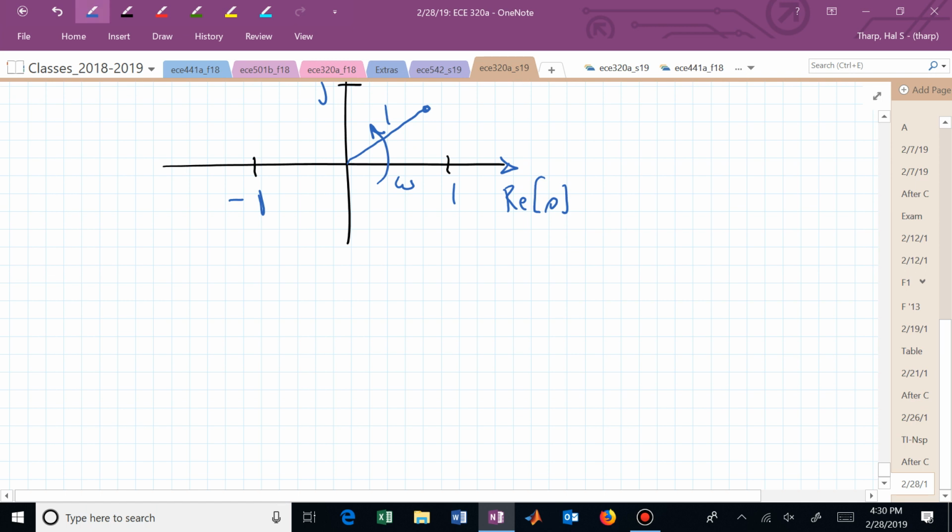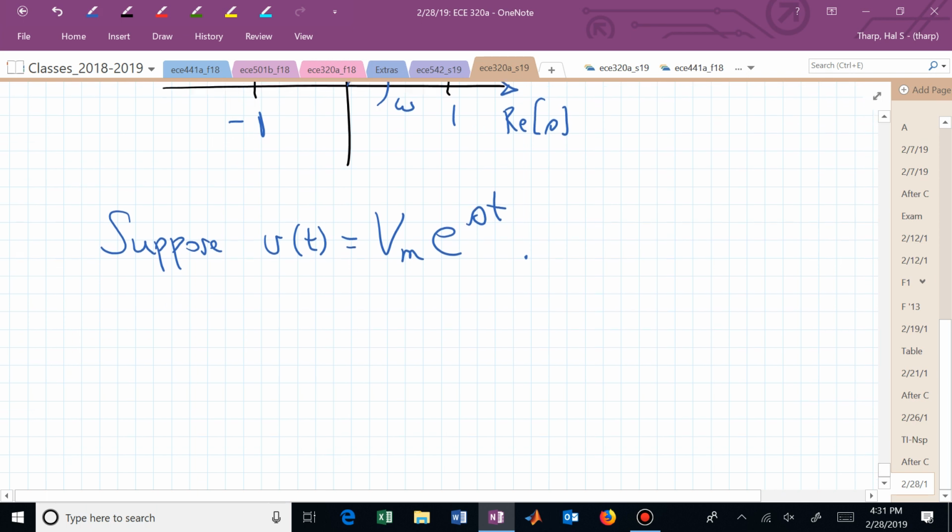Let's now suppose that V of t is equal to V sub m e to the st. Suppose somebody now scales this e to the st. And let's just say, well, suppose s is equal to 0.